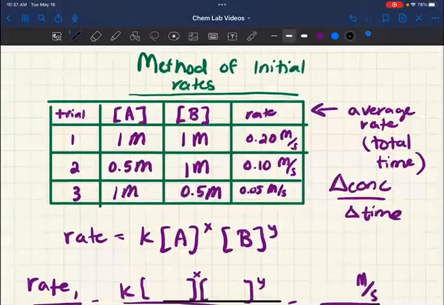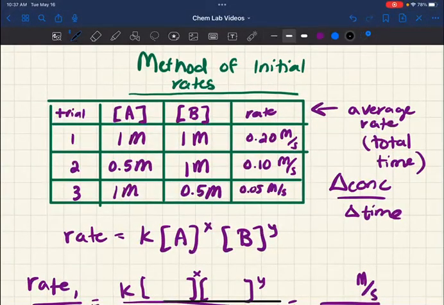So let's imagine I set up my reaction of A plus B makes C, and I run 3 different trials. The first trial involves 1 molar of both solutions. In the second trial, I cut the concentration of A in half, but I keep B constant. And in the third trial, I cut my concentration of B in half, but I keep A constant with my initial trial. And I measure the rate, which is the change in concentration over time. And for this, it's really an average rate because we're considering the total time from beginning of reaction to the end.